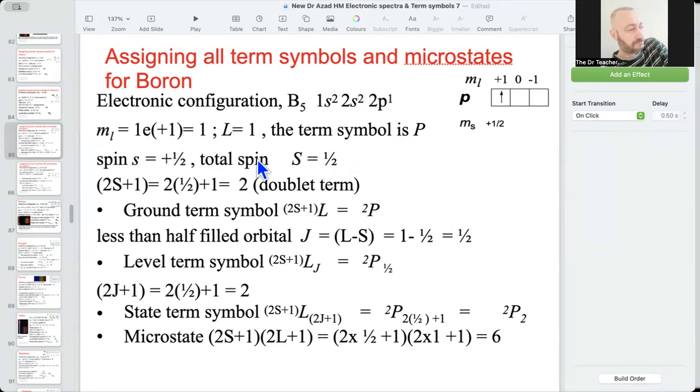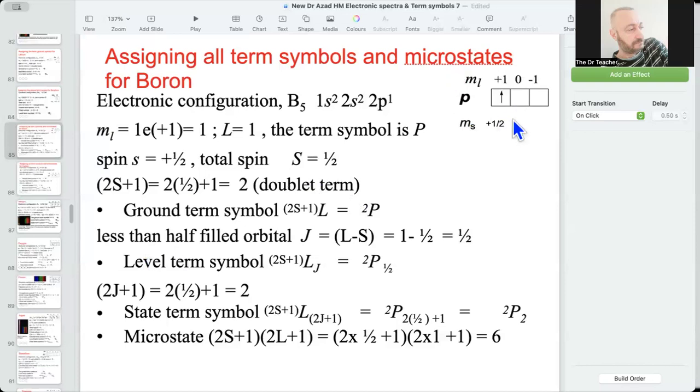S, we have here total spin is half. And then we can count 2S plus 1. 2 times a half plus 1 will be 2. Doublet term. So the ground term symbol, L with superscript 2S plus 1, will be P2.